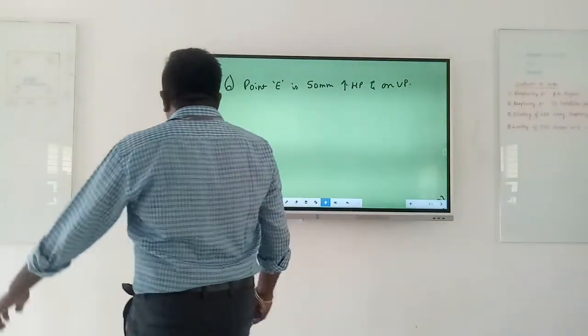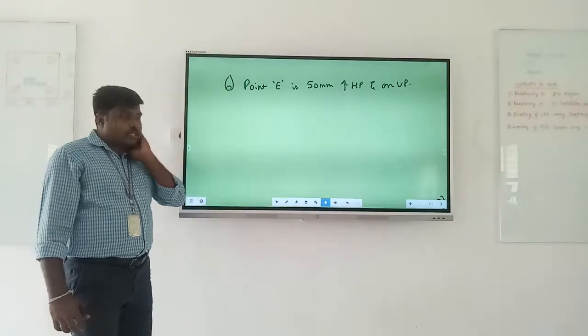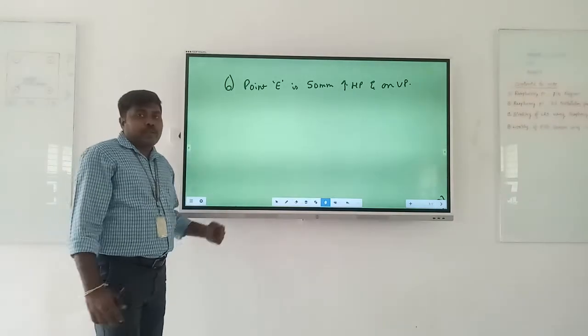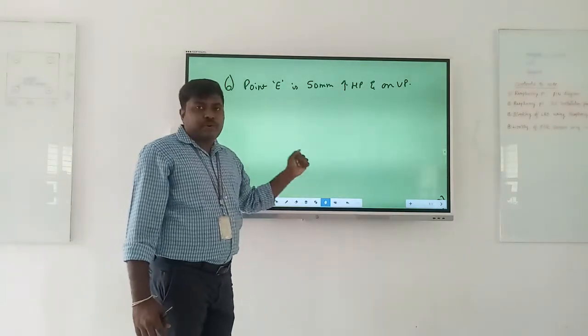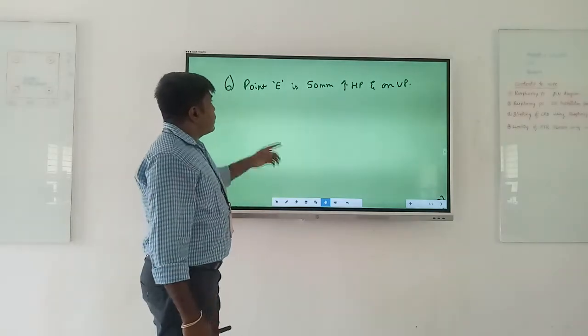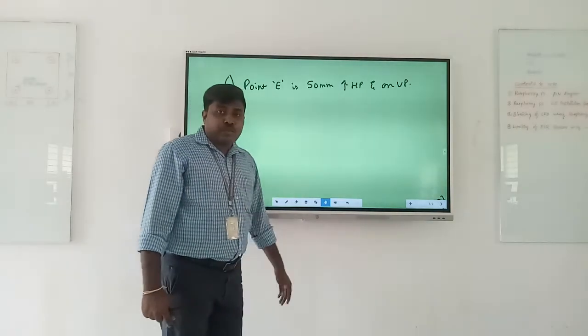Okay, now let us go for the next variety of problem. Problem number 6, 7, 8 and 9. I have already written down the questions. I have zoomed the 6th question for you. So just observe. So he says the point E is 50 mm above HP and on VP.